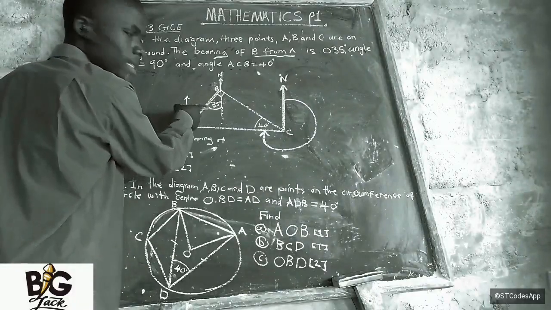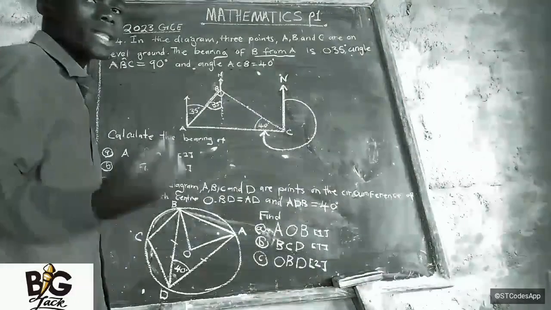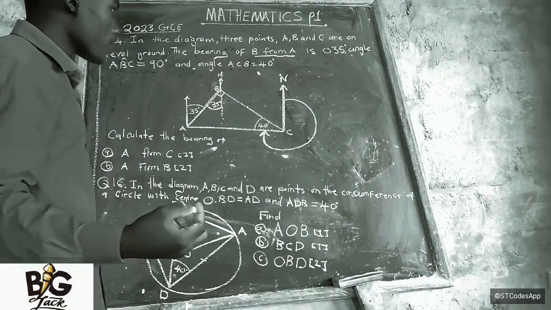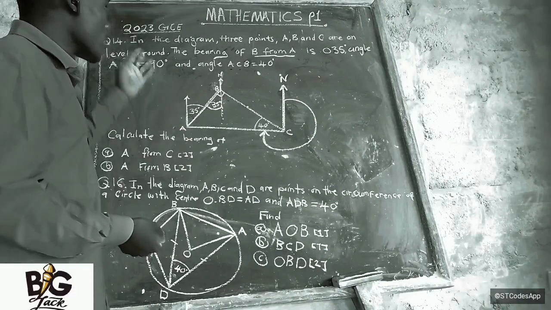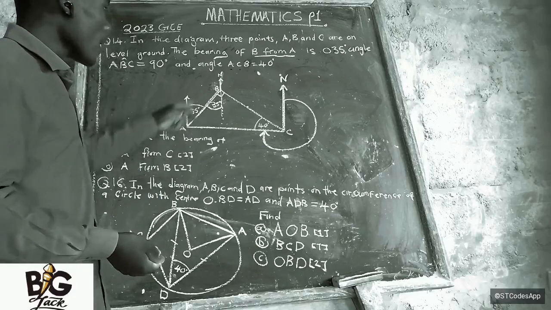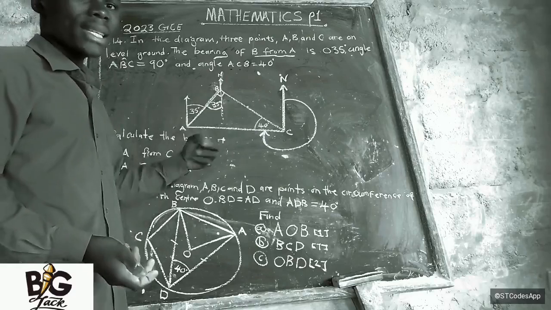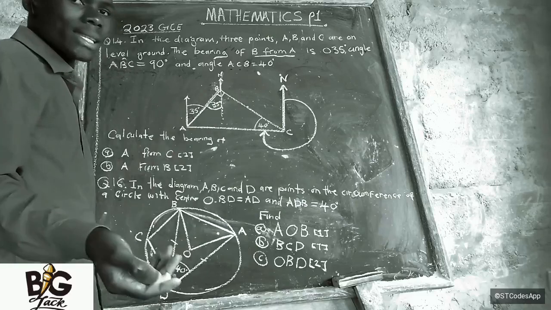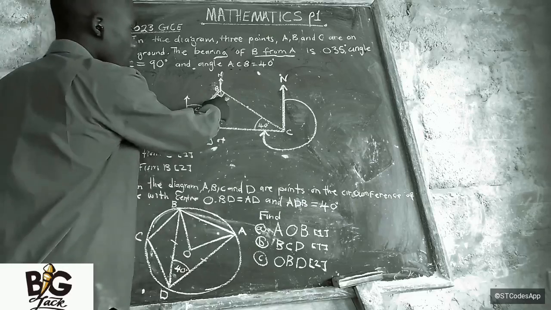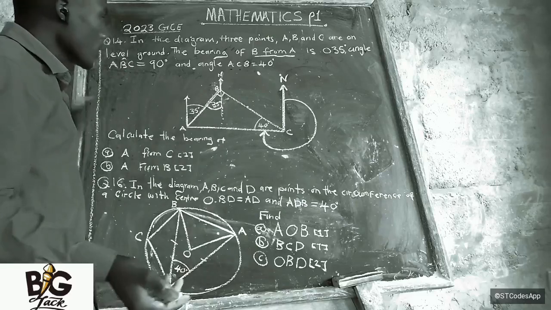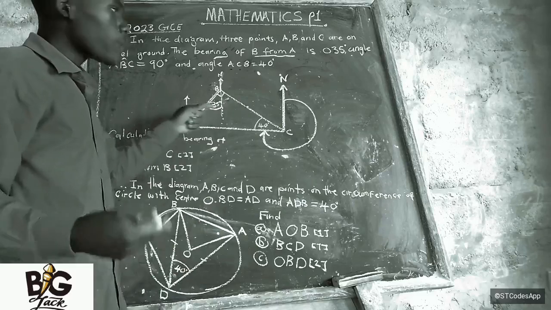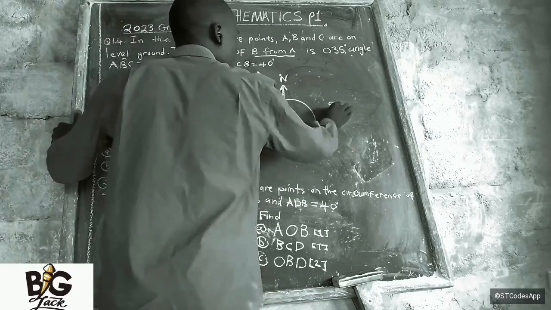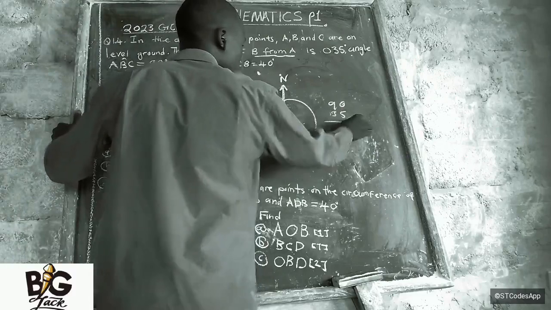Only this part here, it is what? 35 degrees. Now in this question, the statement was saying that angle ABC is what? 90 degrees. Now, the angle here, it is what? 90 degrees. Now, for us to find this angle here, what are we supposed to do? We are going to subtract this 35 from where? From 90. So I'm going to say 90 minus what? 35, like this one here.